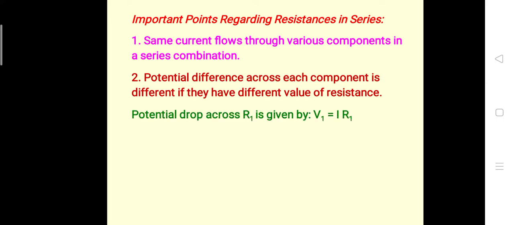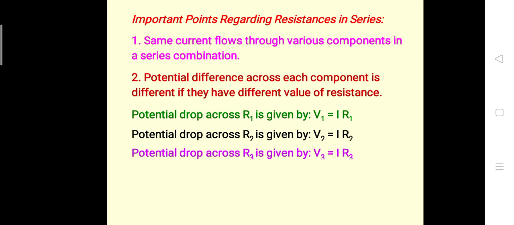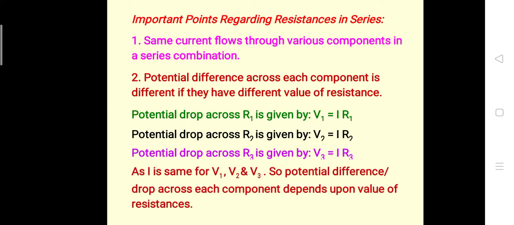Potential drop across R1 is given by V1 is equal to IR1, V2 is equal to IR2, V3 is equal to IR3. As current is the same in all these three cases, if R1, R2, R3 are different, then V1, V2, V3 will be different. And if R1, R2, R3 are the same, then V1, V2, V3 will be the same. As I is the same for all, the potential drop across each component depends upon the value of resistances.